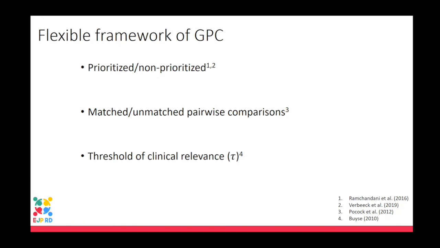So in fact, general pairwise comparison is a framework that is quite flexible. So we can decide, and the decision perhaps should be made on clinical motivations. If there's a clear prioritization in the endpoints that you want to evaluate, a prioritized GPC may be of interest. If it's not possible to give a clear prioritization to your endpoints, then you can also use a non-prioritized analysis. We can also match pairwise comparison.